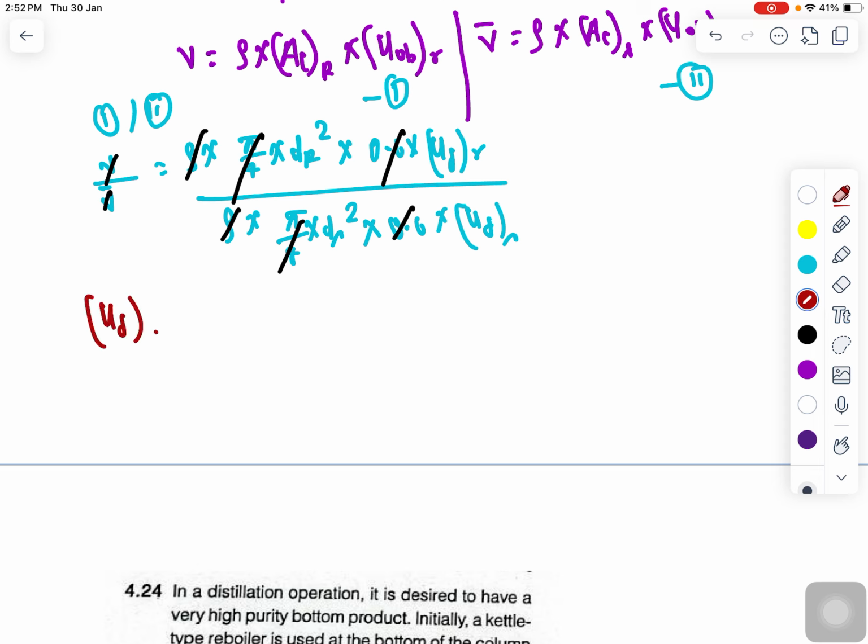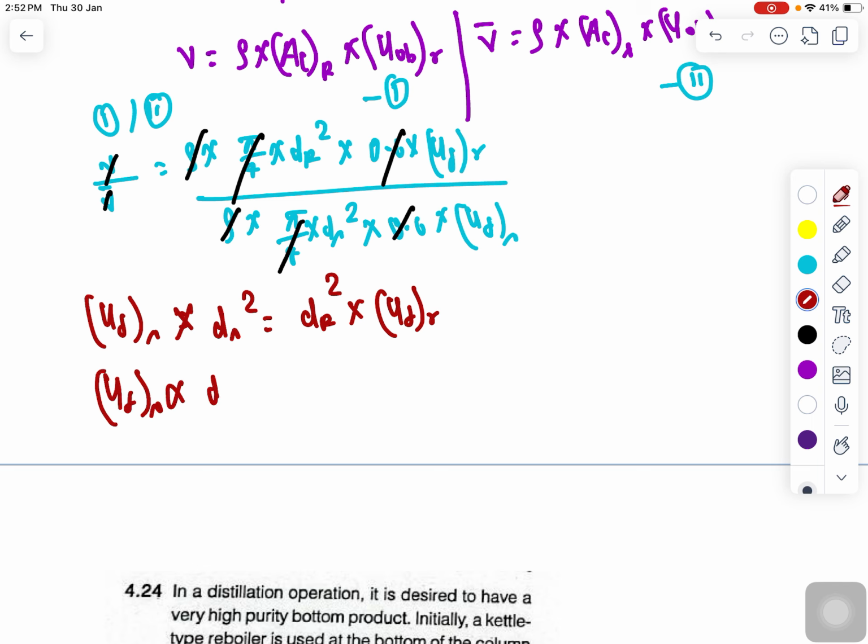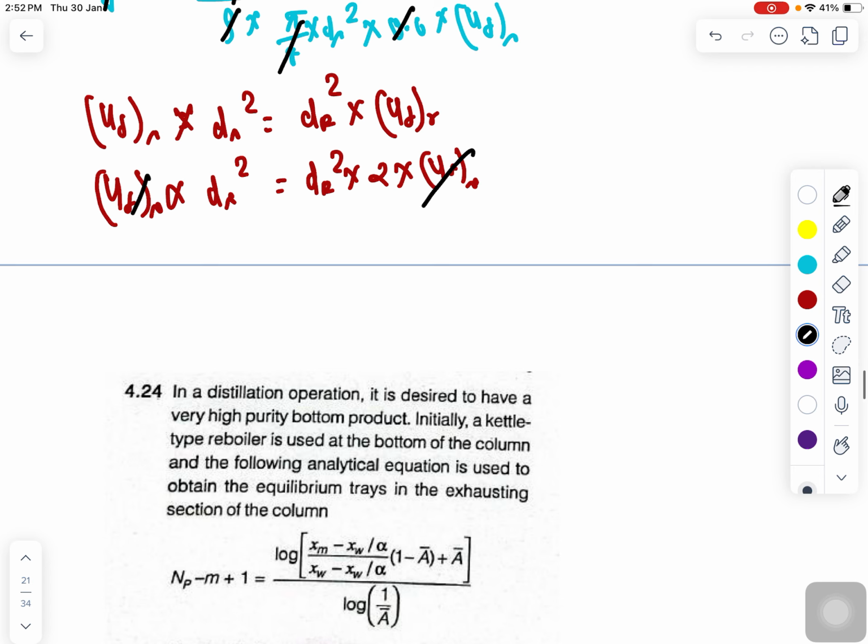So U flooding velocity in the stripping section multiplied with the diameter of the stripping section required squared is equal to the diameter of the rectifying section required squared multiplied with the flooding velocity in the rectifying section. That is equal to dr square multiplied with 2 multiplied with U flooding velocity in the stripping section. Now you can cancel this and this, and you can say that the diameter of the rectifying section divided by the diameter of the stripping section is equal to 1 by 2.